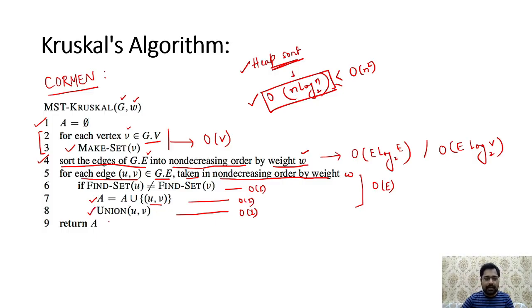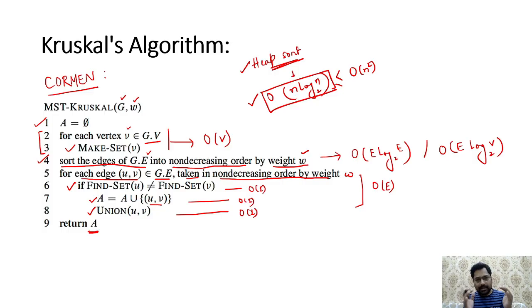Clear now? Next, return A. So this sixth statement says whether the find set and make set, the two different functions. Make set means you are collecting it and storing it. Find set means you are finding u and v, whatever the vertices that you are finding out, whether there is a connection.